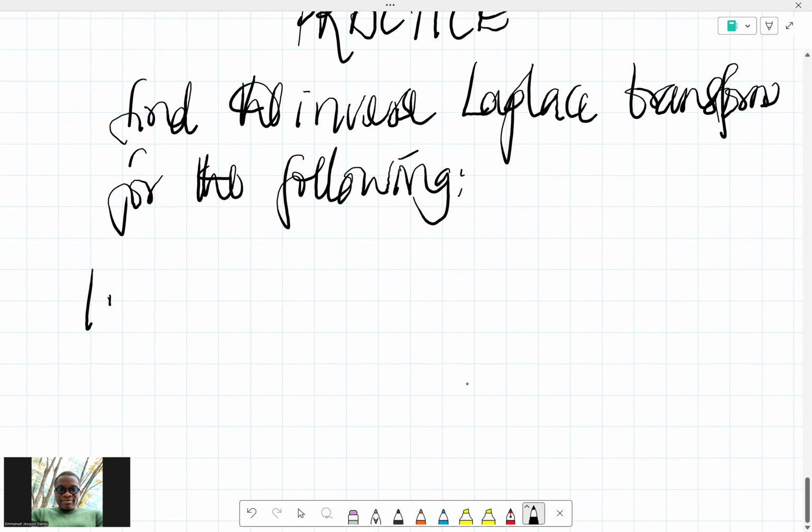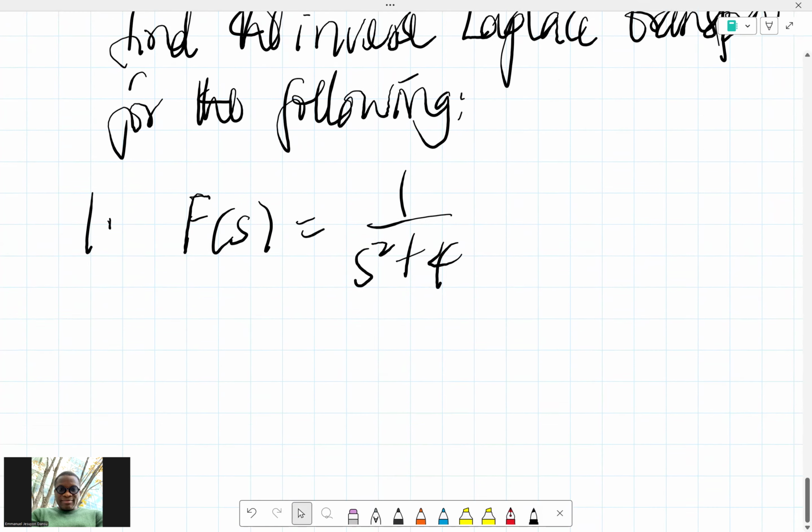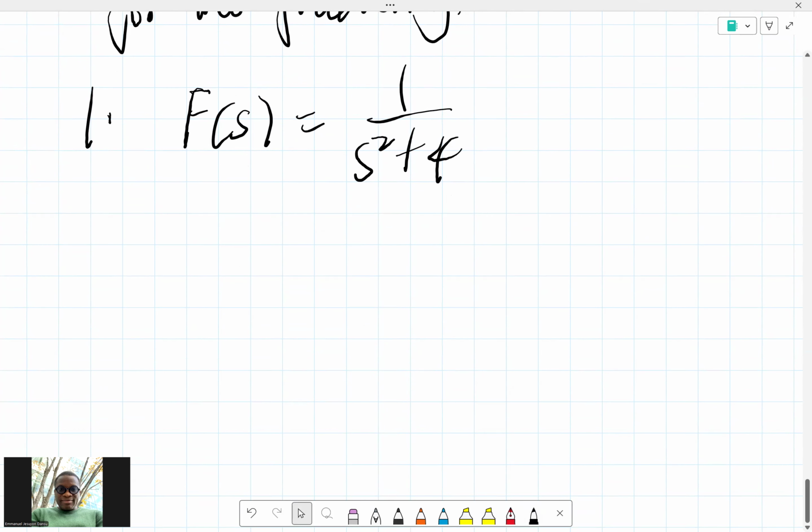So one, you have F of s equals 1 over s squared plus 4. From the look of things, that should be sine 2t, I guess. I think it should be actually, because cos has s on top.